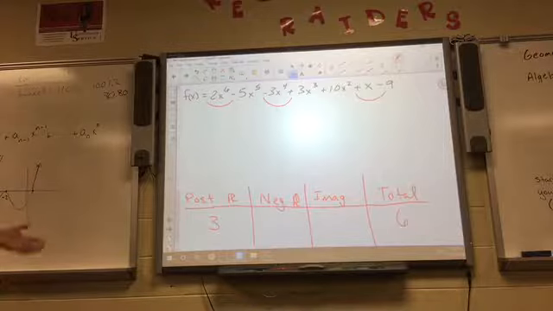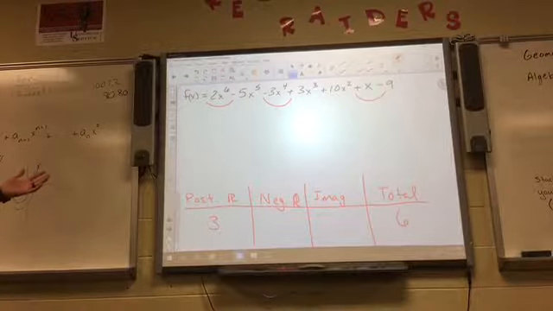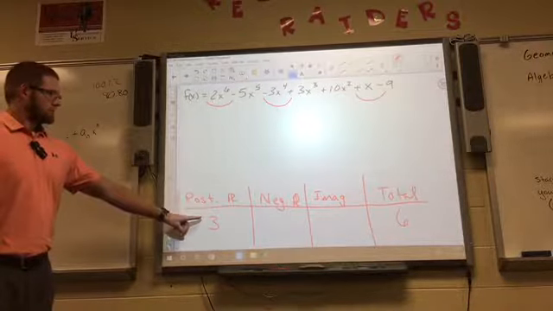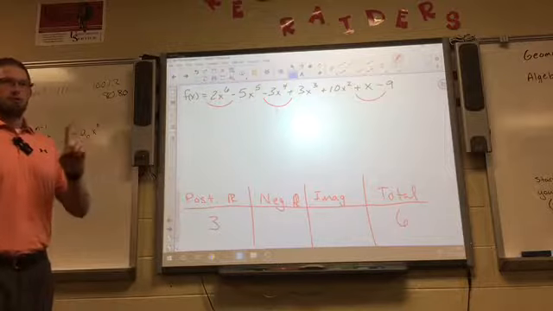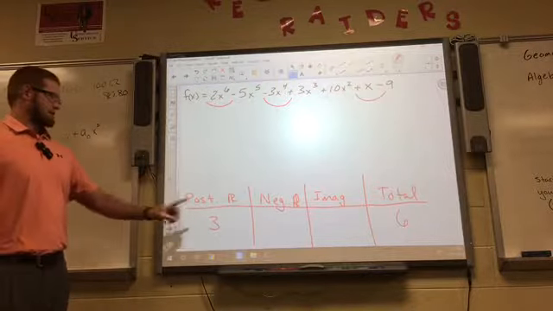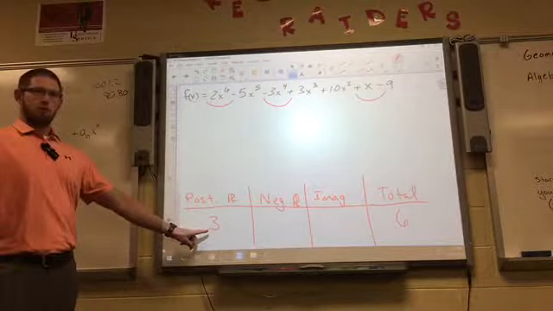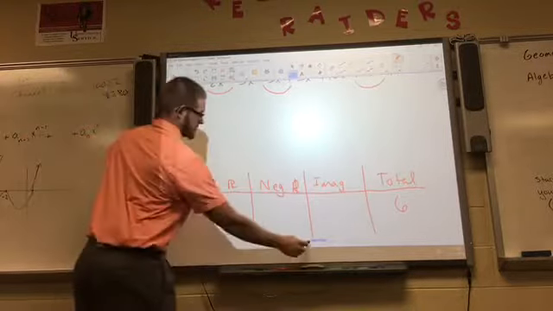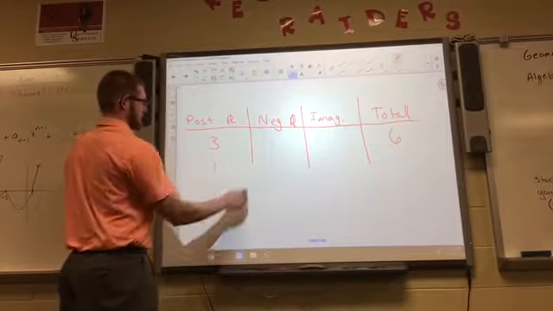It is also possible that there is 1. We'll have to do negative different. For positive, it's possible that there is only 1, because that's less than 3 by an even number. Okay, so 3 minus 2 is 1. So it's also possible there's only 1 positive real.